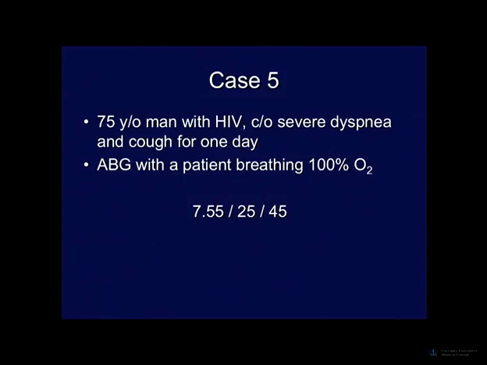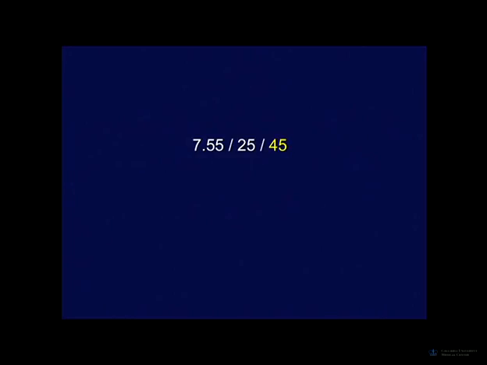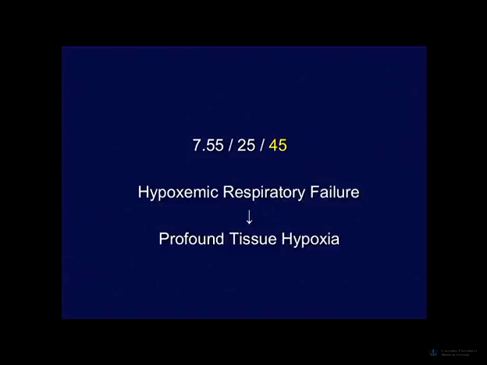Okay. A 75-year-old man walks in, HIV, complains of severe dyspnea and cough for 1 day. On 100% oxygen, this is his gas. So he is ventilating. He's 75, 25. He has a respiratory alkalosis, but his PO2 is 45 despite 100% oxygen. Okay? That 45, hypoxemic respiratory failure, profound tissue hypoxia, and likewise can result in death. So serious clinical consequences if you leave these people alone.